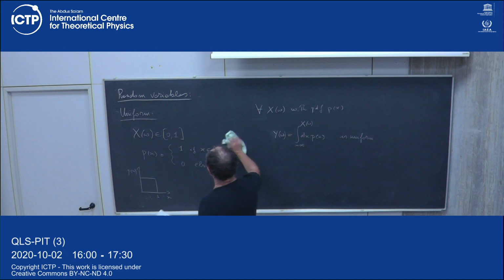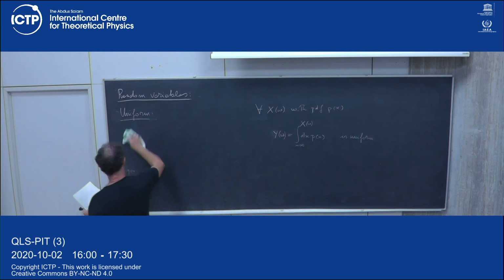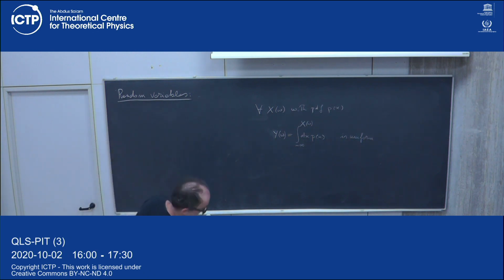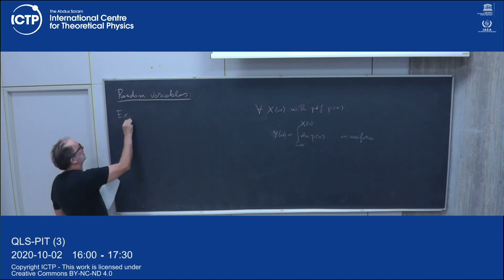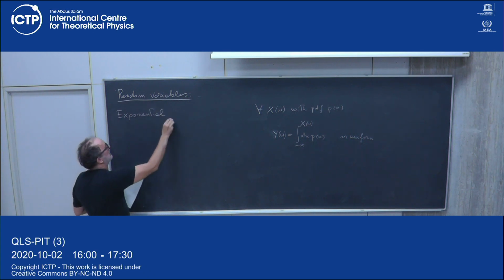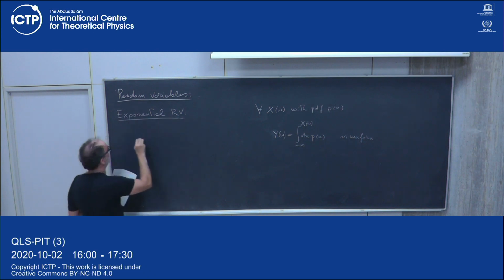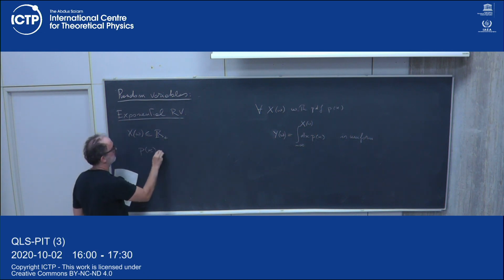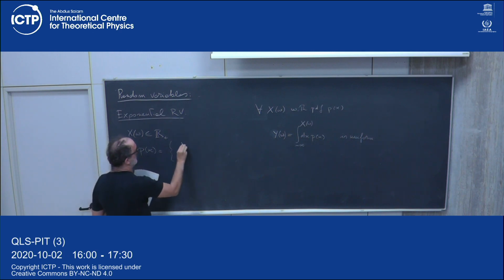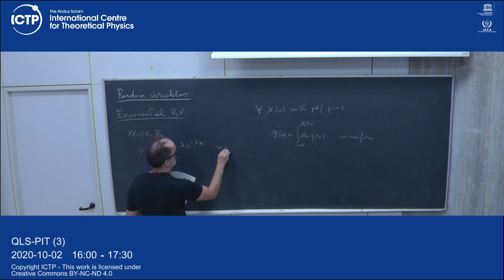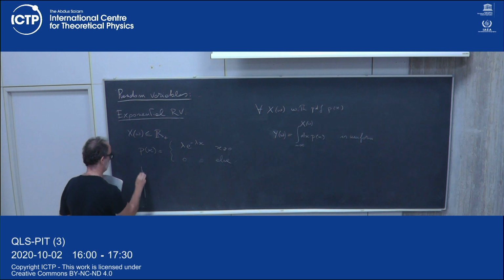Okay, so the next random variable I want to talk about is the exponential random variable. It is defined on the positive real axis, and it has a probability distribution equal to lambda e to the minus lambda x if x is positive, and 0 otherwise. So its PDF is given by something like this.